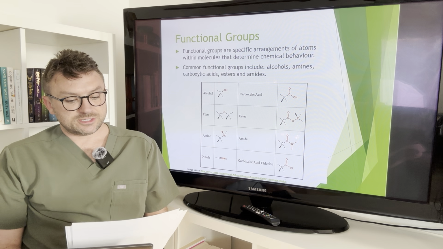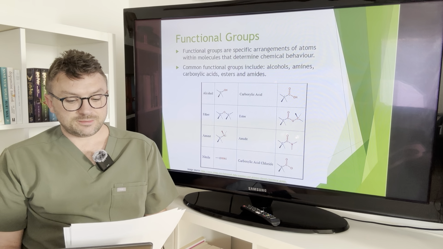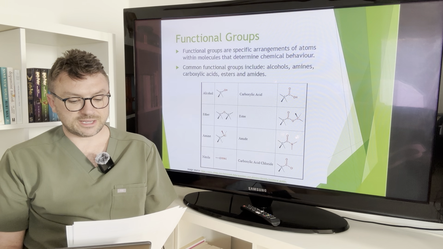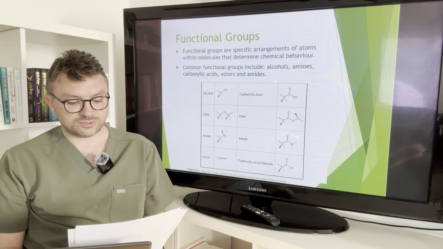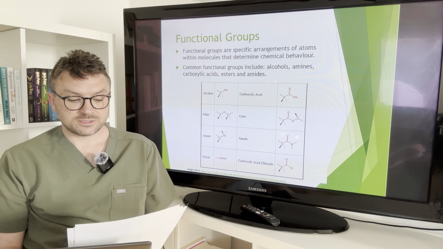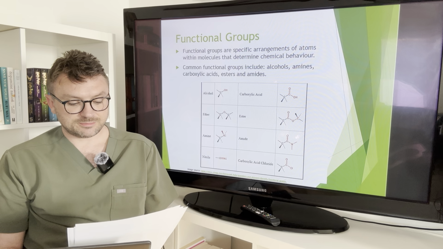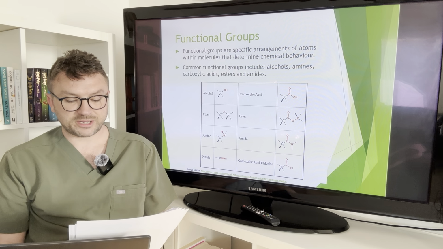Now, functional groups are specific arrangements of atoms within molecules that determine chemical behavior. Common functional groups include alcohols, amines, carboxylic acids, esters, and amides. These groups influence many important properties, including solubility, polarity, stability, and receptor binding. Because functional groups have such a strong influence on drug behavior, they are frequently modified during medicinal chemistry programs. The ability to manipulate functional groups allows researchers to optimize drug performance and improve patient outcomes.